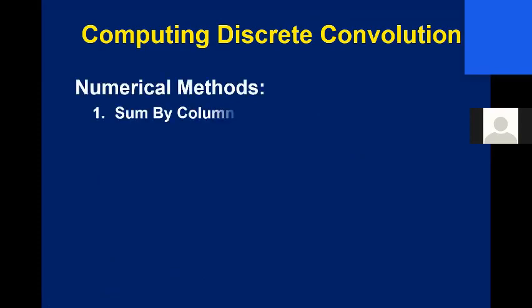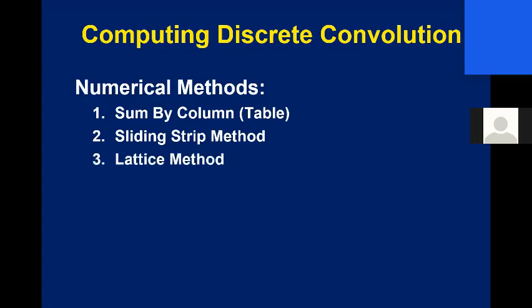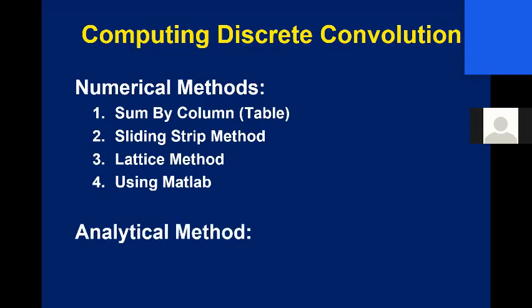So we've got several numeric methods: the sum by column table method, the sliding strip method, the lattice method. We can use MATLAB. What if we really, really needed some kind of analytical answer, some function of n that describes our output? How would we get that? How would we approach that? Well, here we're going to be modeling the method that we might use, similar to doing an analytical approach with the convolution integral in continuous time systems.